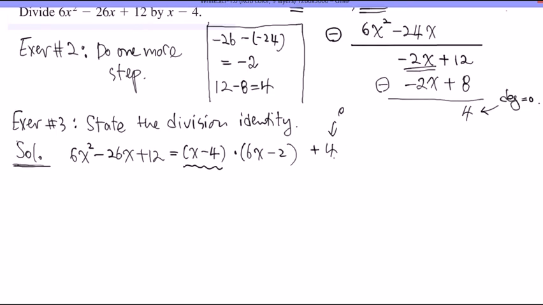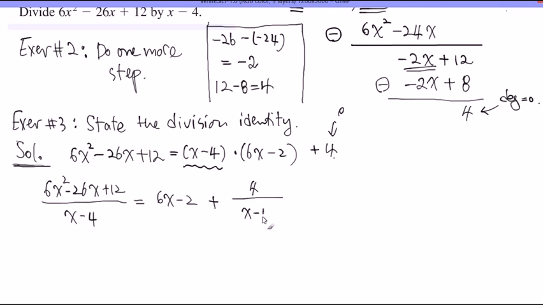And then stating this division identity in quotient form is easy, so we'll just do it here. That's 6x squared minus 26x plus 12, divided by x minus 4. What's on the right-hand side is the quotient itself, 6x minus 2, plus, in the numerator, the remainder divided by the divisor, which is x minus 4. And you cannot further simplify. This is as simple as it gets, the second term. This whole thing is called the division identity in quotient form.